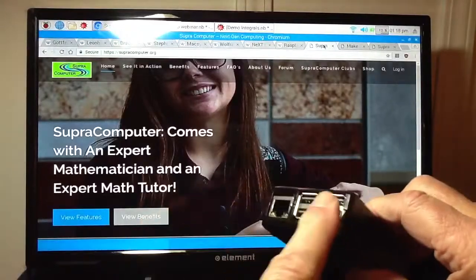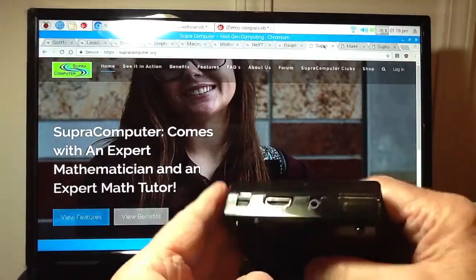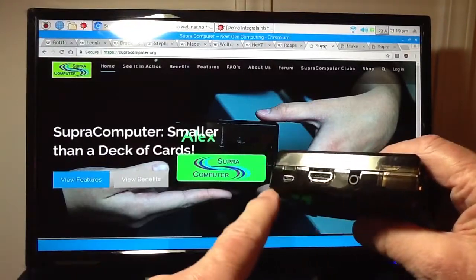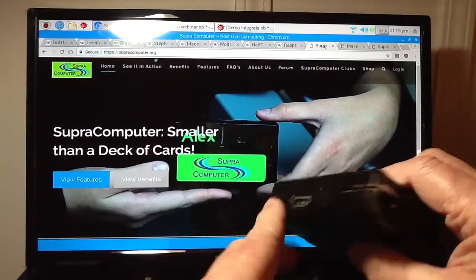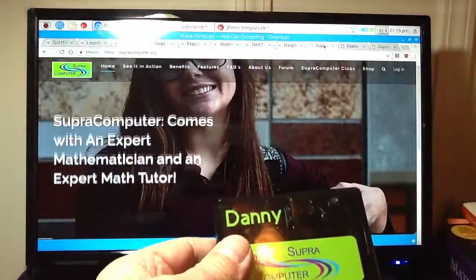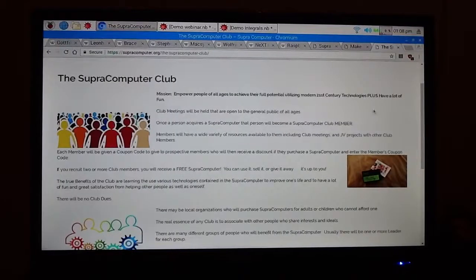And it has 4 USB ports. It has an Ethernet port. This hooks to an HDMI TV. This hooks to microphones or speakers. And this is your power cord. It runs on power. You'll learn all that when you go to the supercomputer.org website.